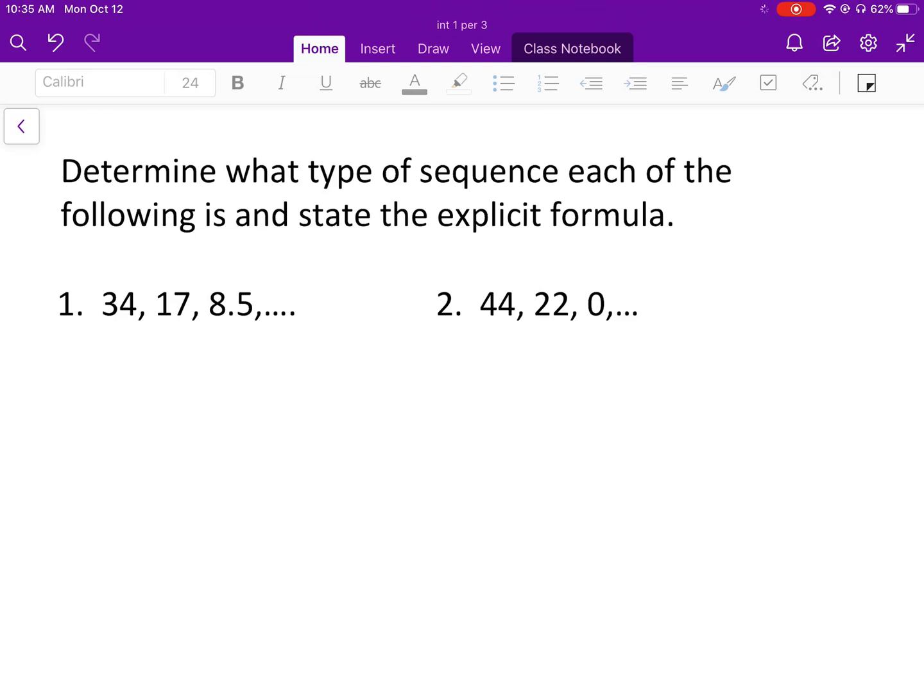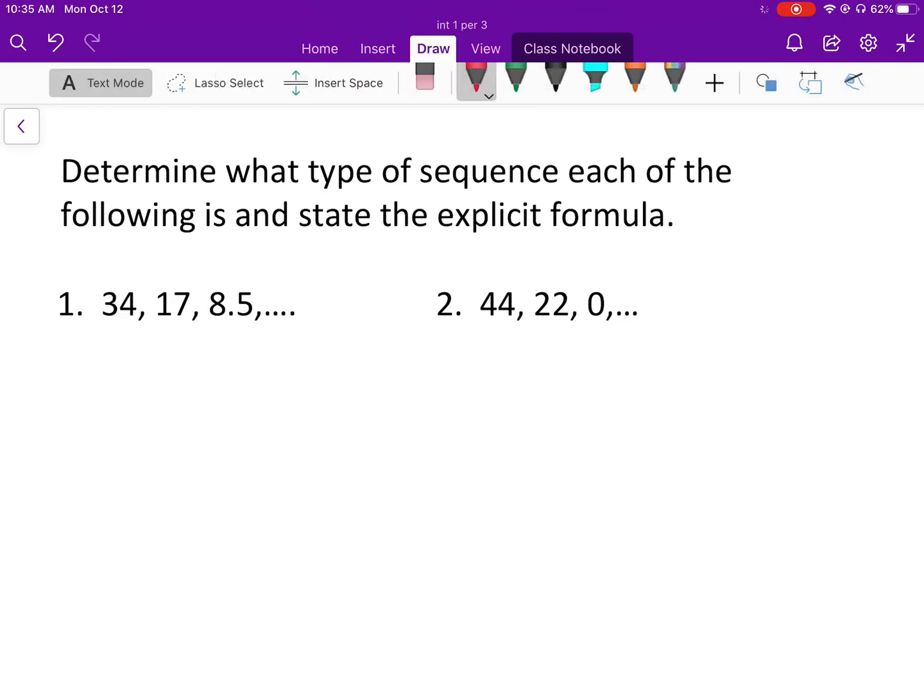Okay? So if I look here at this one, to go from 34 to 17, I would subtract 17, right? So I first have to check, it's easier to check for arithmetic. But if I take 17 minus 17, do I get 8.5? No, so not arithmetic. So now try geometric.